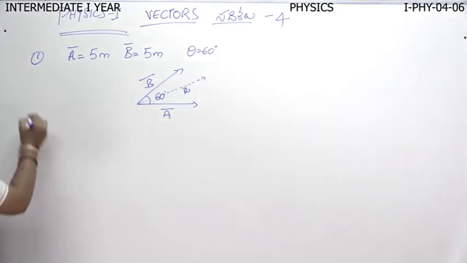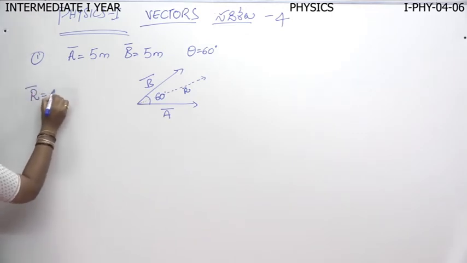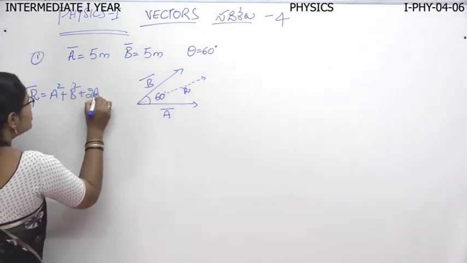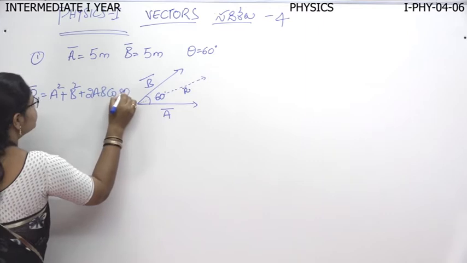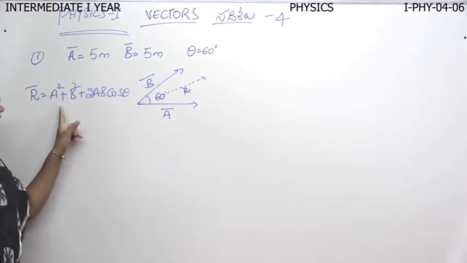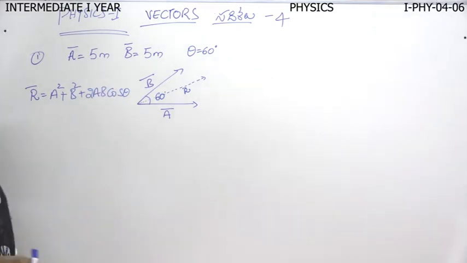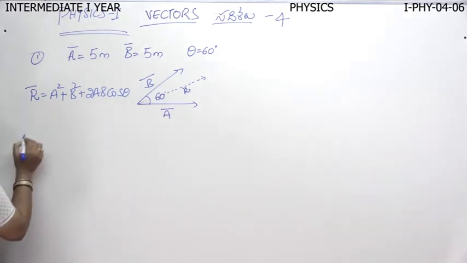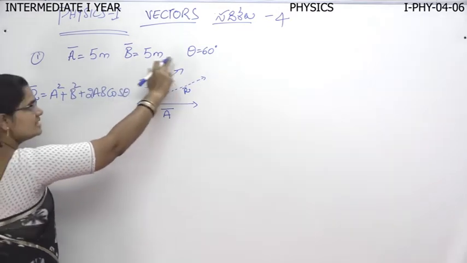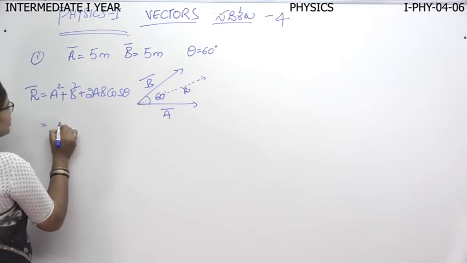From the parallelogram law of vector addition, we have the formula R is equal to the square root of A square plus B square plus 2AB cos theta. Remember, students, you should not place a bar on A and B, because these are the magnitudes of these vectors, so there is no need of showing any direction there. Here A is 5 meters, B is 5 meters and theta, the angle between the two vectors, is 60 degrees. So we shall substitute them.